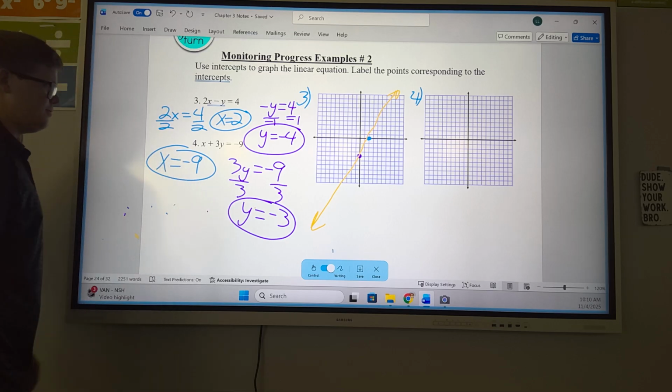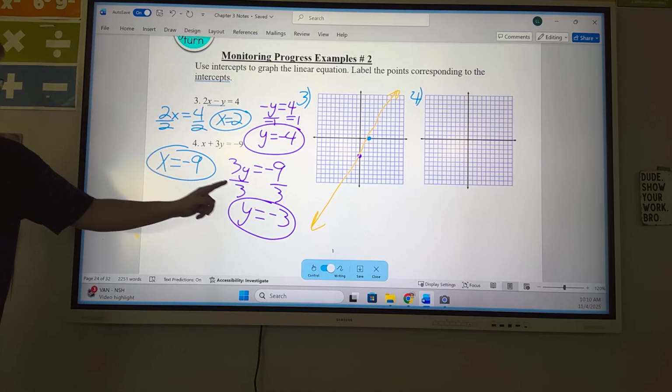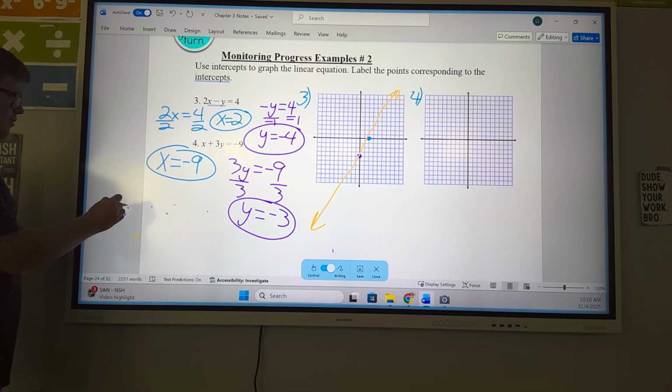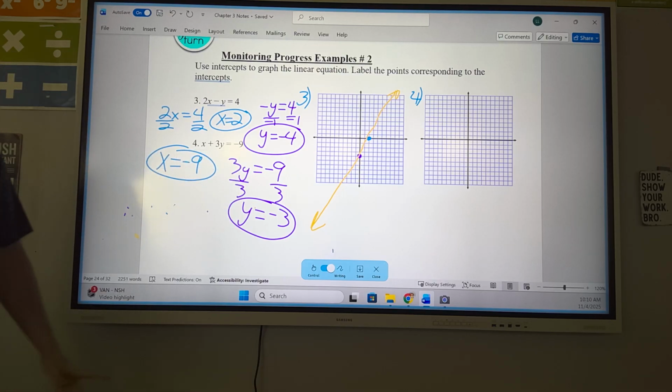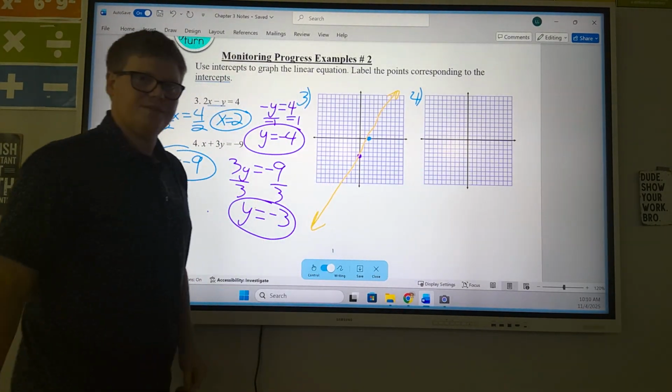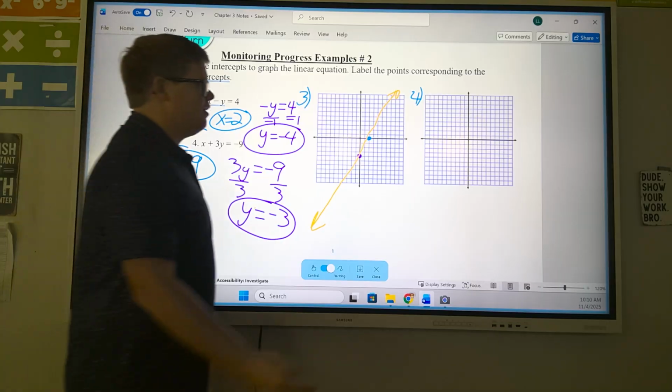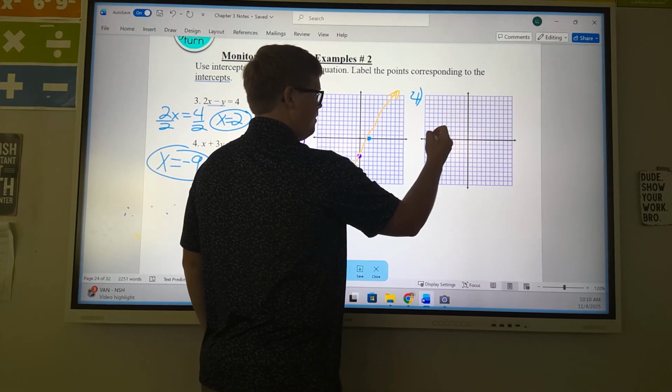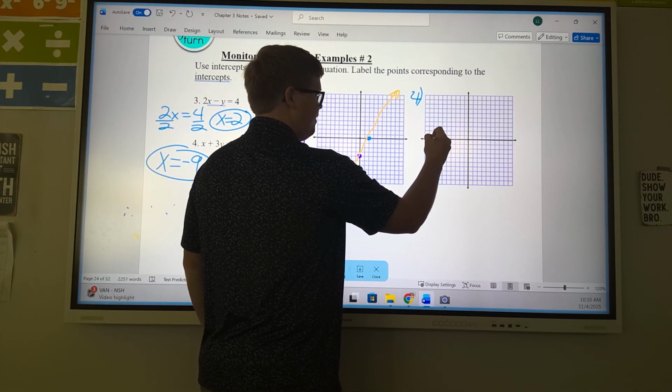So we have our 2 intercepts. We have x equals a negative 9, y equals a negative 3. All we have to do is graph it. So x equals a negative 9. Let's go and graph it. This is our x-axis, right? Negative means we go left. We're going left 9, making our dot.